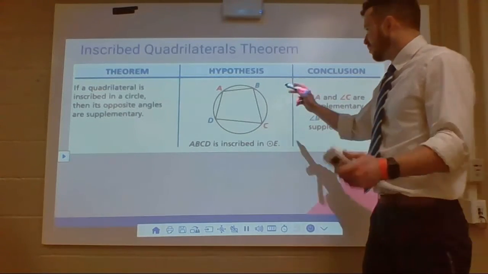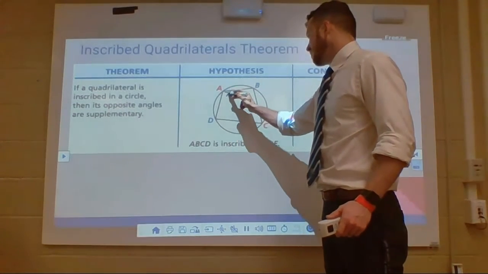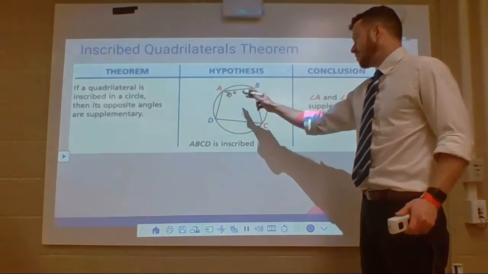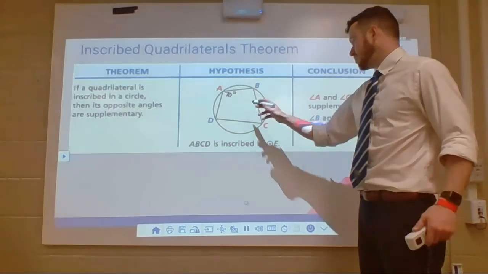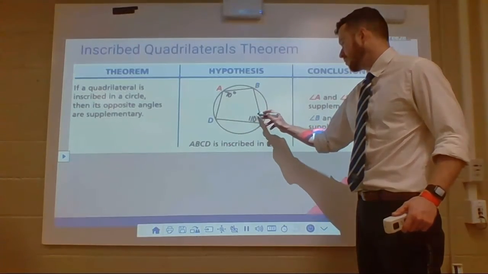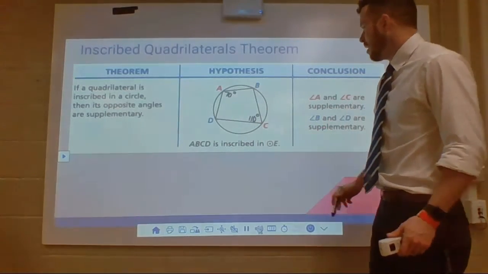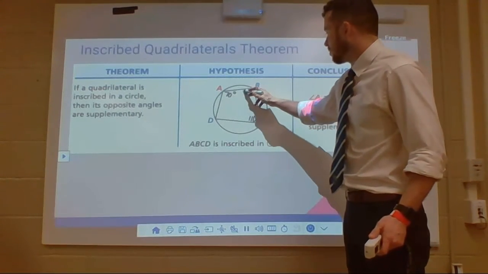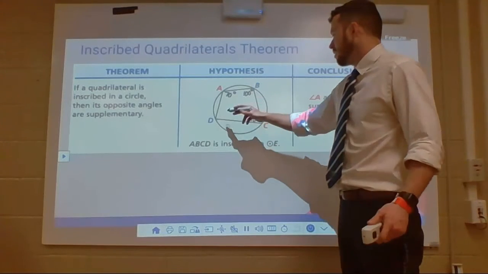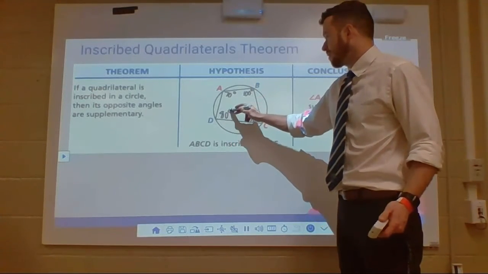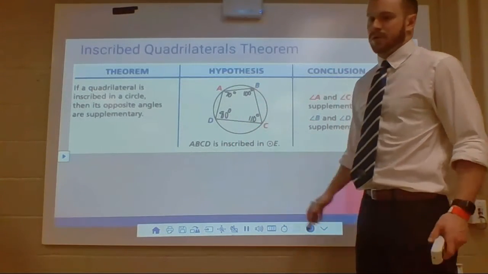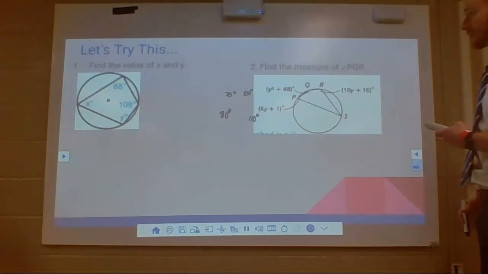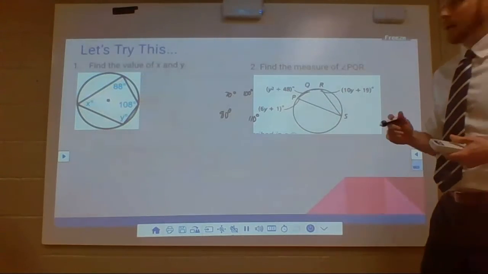So, for example, if angle A was 70 degrees, then the opposite angle, the angle that's across from it, would be angle C. And supplementary means they have to add up to 180 degrees, right? So that would make angle C 110 degrees. All right? And then let's say angle B is 100 degrees. Then angle D would be 80 degrees, right? The opposite angles are supplementary. The opposite angles add up to 180 degrees. All right, so let's work some problems applying that.